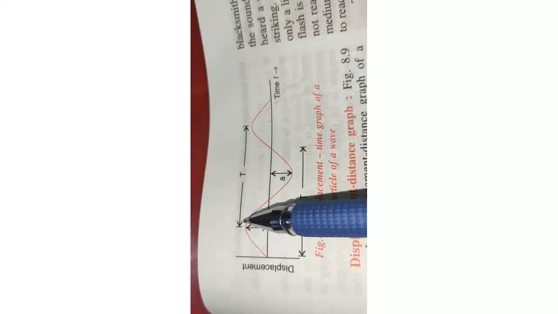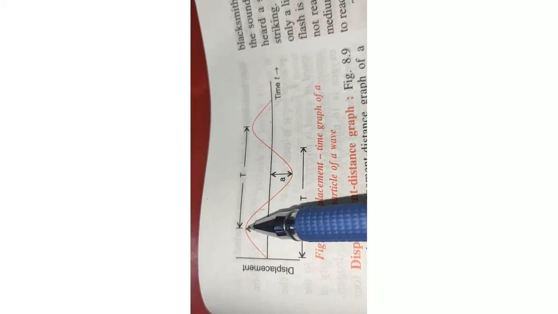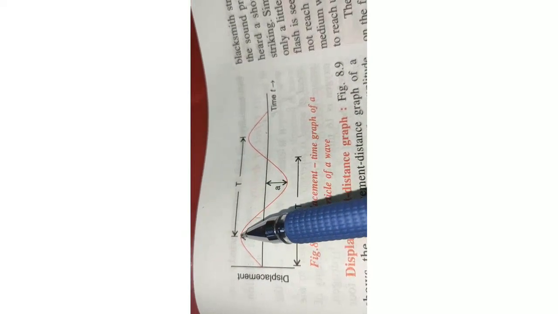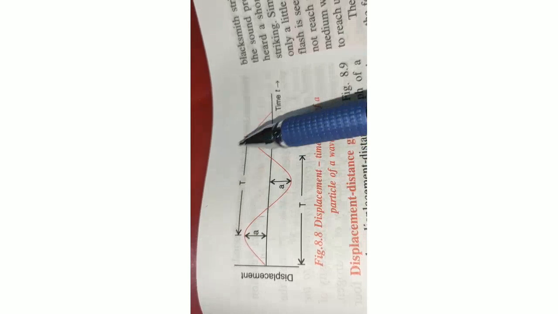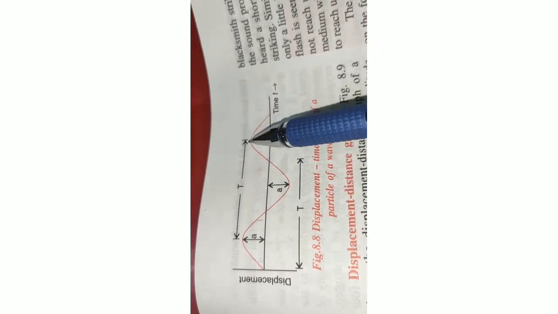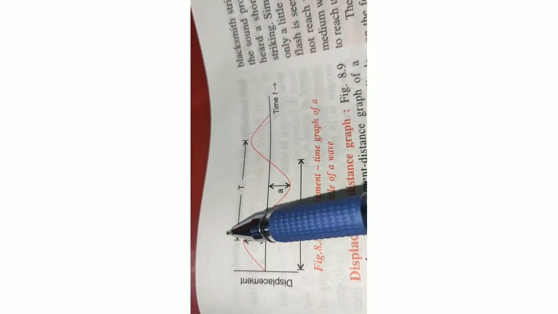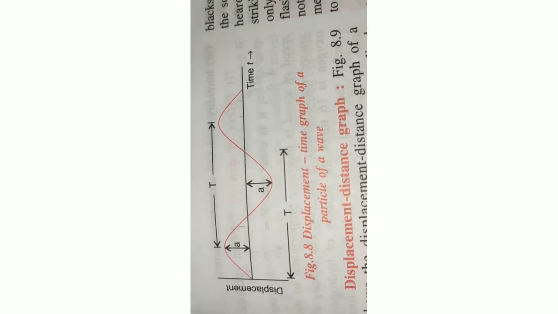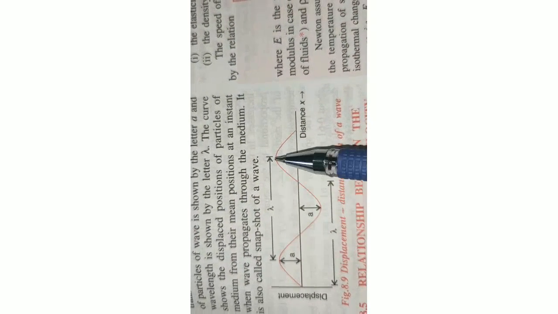wavelength. Now look at this figure. The maximum displacement from the mean position is the amplitude of the wave. From two consecutive crests, the time taken for the wave from here to here is the time period, and if you talk about the length, then this is the wavelength from one crest to another crest. That is what we say in the definition, between two consecutive crests. It can be two consecutive troughs also.